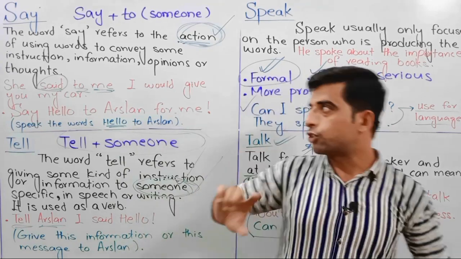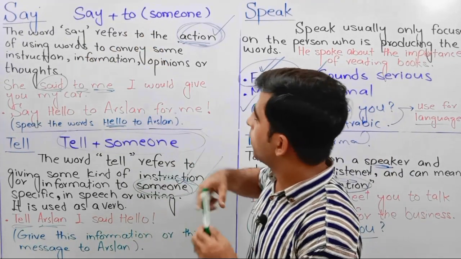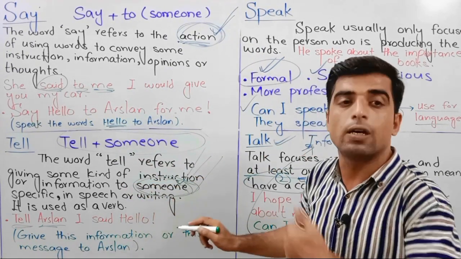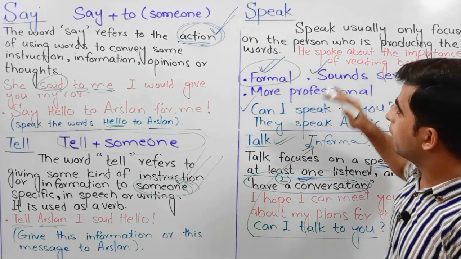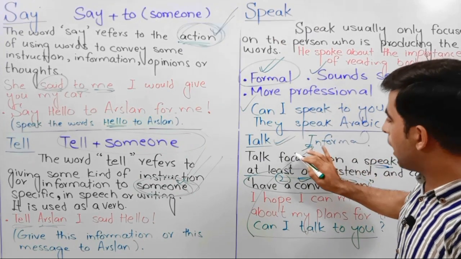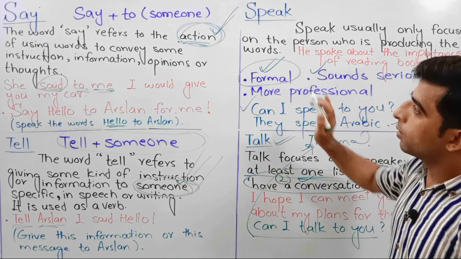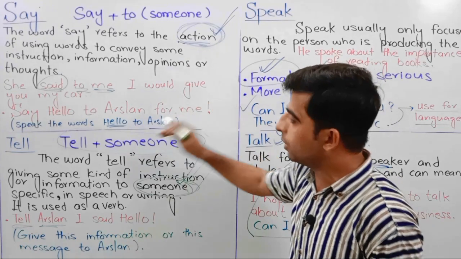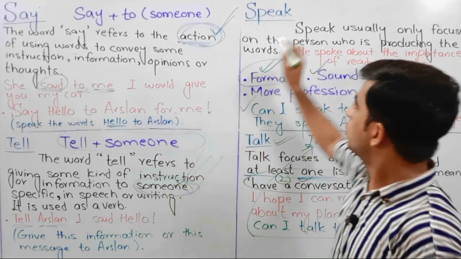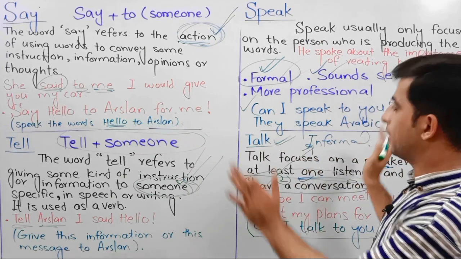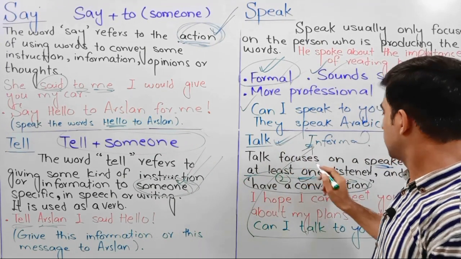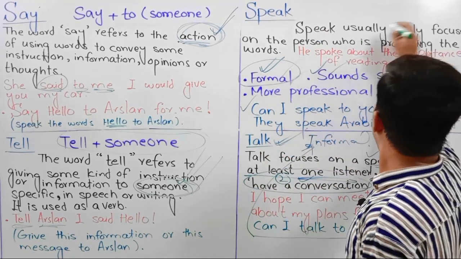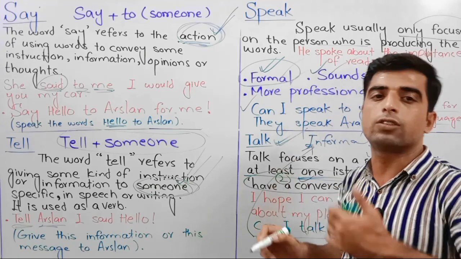So the recap of the lecture: say normally shows the action, tell shows someone, speak is a formal way, and talk is an informal way. The concept of say is say plus preposition to plus someone, tell plus someone. Speak is formal, sounds serious, a more professional way of talking. Talk focuses on the speaker and at least one listener, and speak only focuses on the person who is uttering the words.